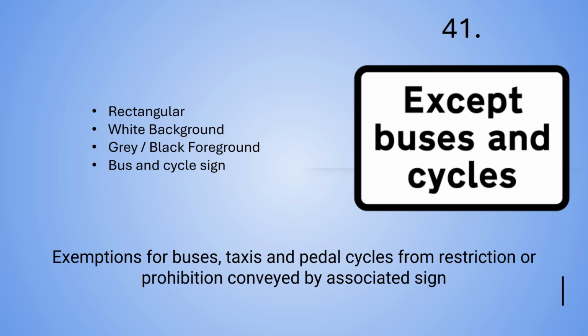The sign is rectangular on a white color with a gray or black foreground, and it's a bus and cycle sign. And it says on the sign as well, except buses and cycles, which of course means that buses and cycles and taxis can use this, but there is restriction for other traffic.